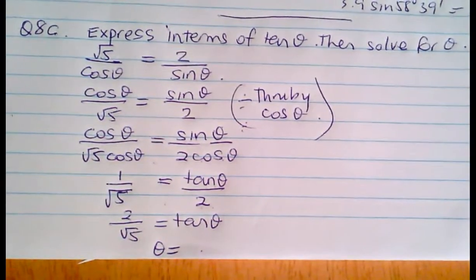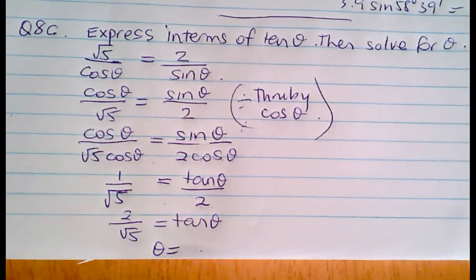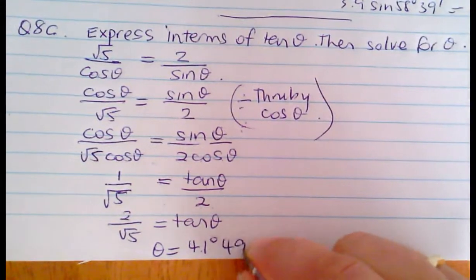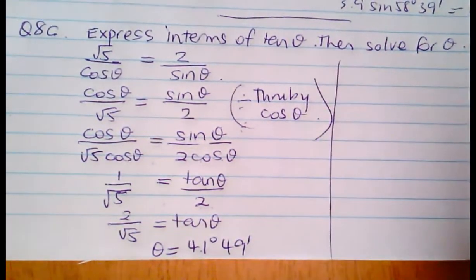Now, I'm going to show you another way, as I said. So shift tan of 2 divided by the square root of 5. Make sure you either use brackets or the fraction button. That gives 41 degrees, 48 minutes, 37 seconds, so approximately 41 degrees, 49 minutes.